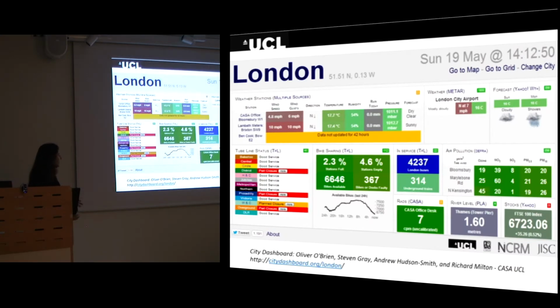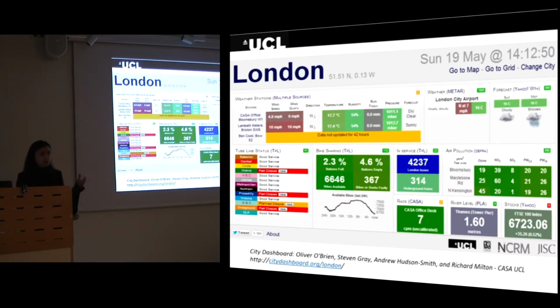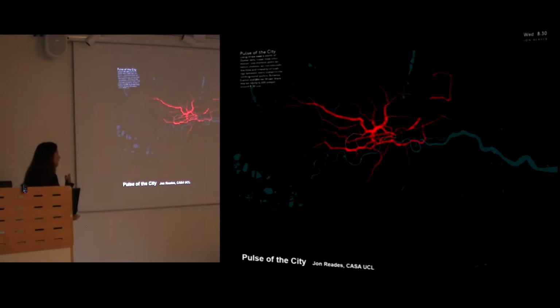So I'll start with the real-time data. This is a project from CASA itself. It's called City Dashboard, and it's an aggregator where lots of different live feeds come in one platform, and you're able to see what's going on in your city in real time, what's going on with the tubes, what's going on with the weather, the things link, and so on. And it also has an API, so you can actually stream data from there.